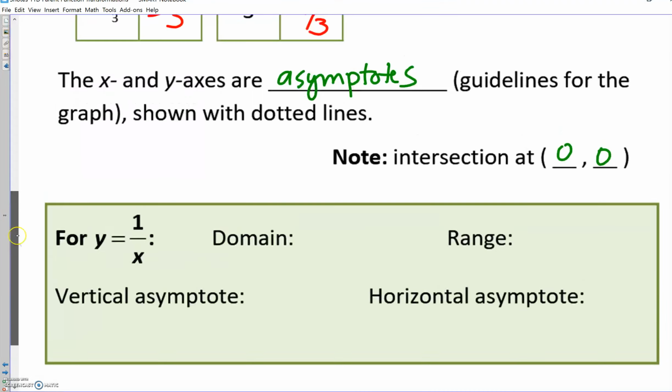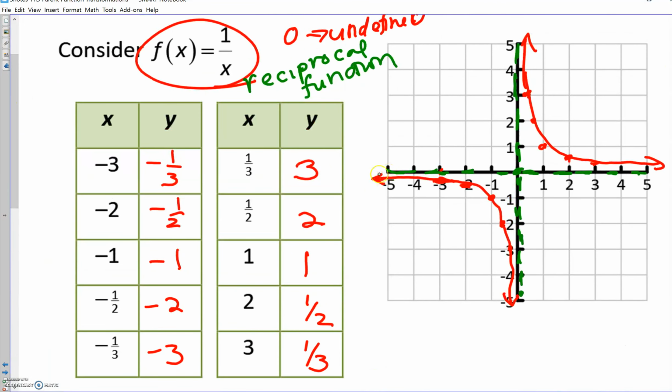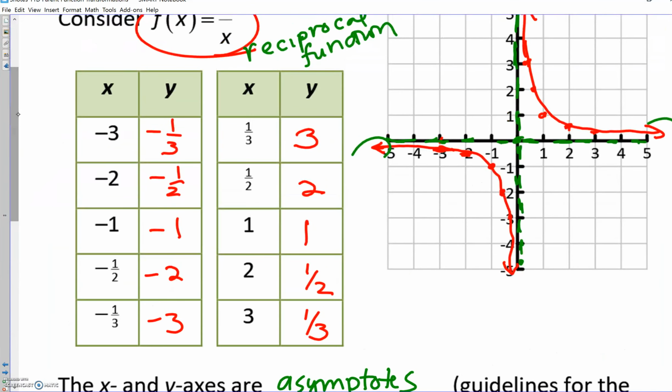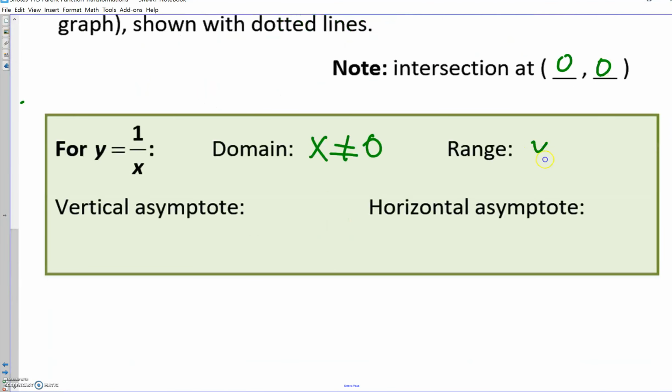The domain, so if you look at the domain up here, you see on the left I have an arrow, on the right I have an arrow, but there's one spot that's not ever crossed, and that is at 0. So when I do the domain, I'm just going to say that the x will not be 0. And the same thing is also true for the range. Every y is covered except the one there at 0, and so the range would be that y also can't be 0. There's a vertical asymptote at x is equal to 0, and a horizontal one at y is equal to 0.